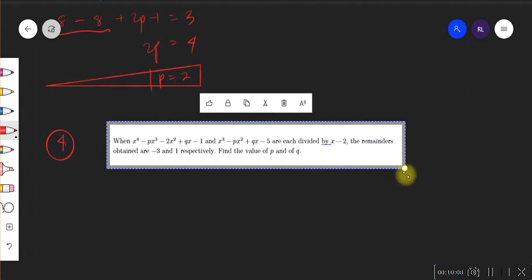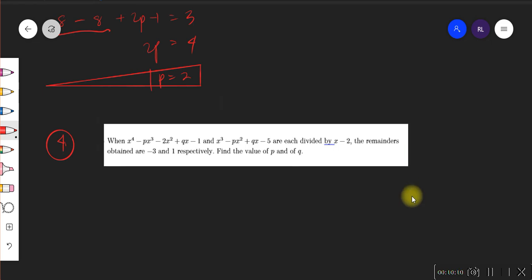So we have here, when x raised to 4 minus px cubed minus 2x squared plus qx minus 1 and x cubed minus px squared plus qx minus 5, each of those polynomials are divided by x minus 2, the remainders obtained are negative 3 and 1 respectively. The goal is to find the value of p and of q.